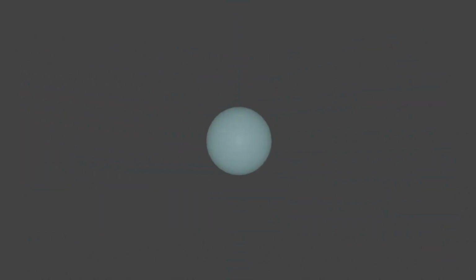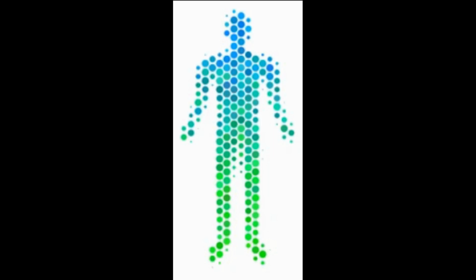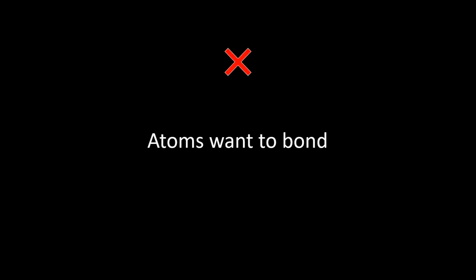Everything around us is made of tiny particles called atoms. Atoms are incredibly small, but when they come together, they form everything we see: solids, liquids, and even us. We are now going to find out why atoms bond. So, atoms really don't bond because they want to, but they do so because they have to.